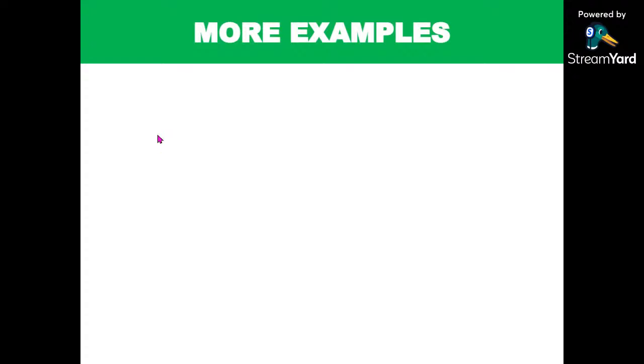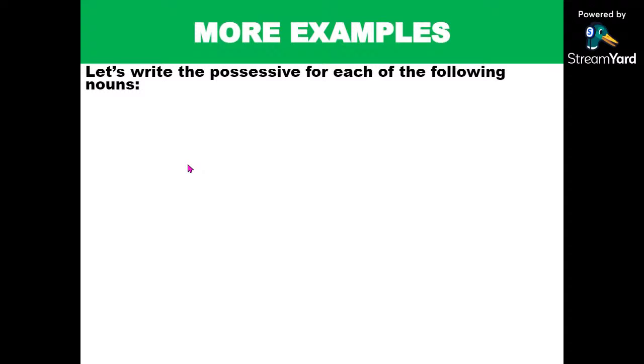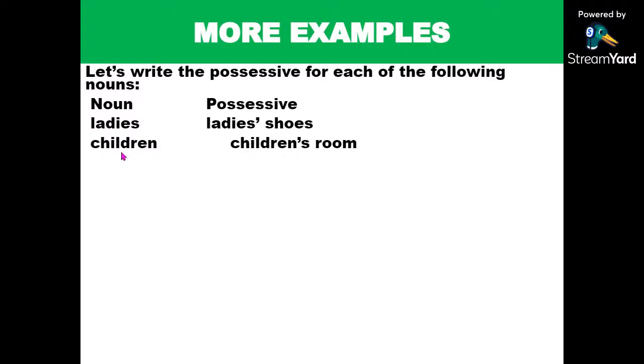to more examples, let's look at some other examples of how we can form possessive nouns. We have the word ladies. That's the noun, the possessive, ladies' shoes. Now, as we look at each example, you can recollect the appropriate rule that applies. The rule that applies here is, when a noun that ends in S needs to be made possessive, you simply add the apostrophe because it already ends in S.